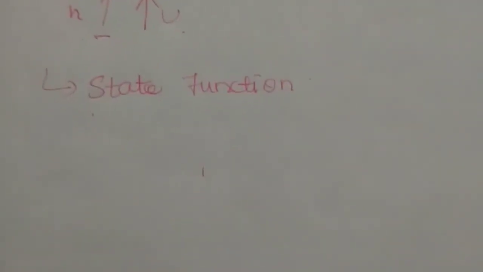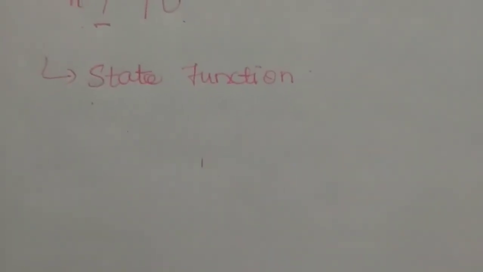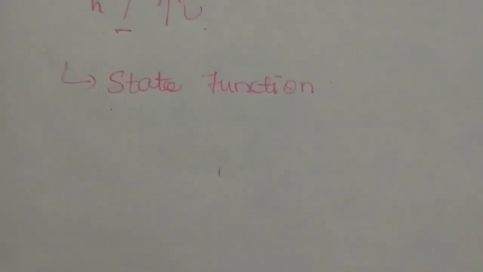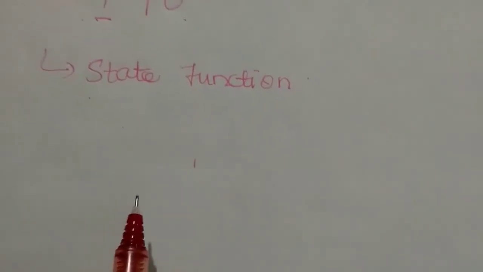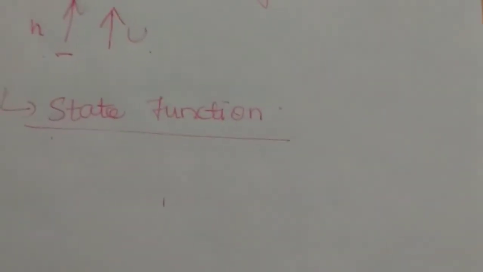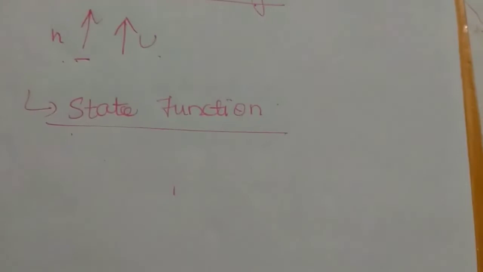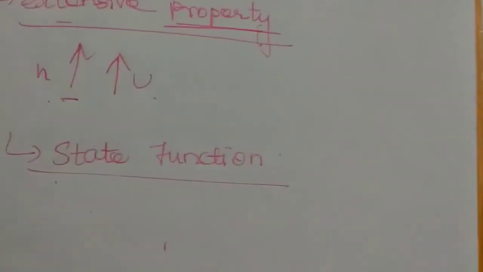So state function means what? It does not depend upon the path of the system. The variables used in the system, temperature, pressure, volume and number of moles, are not depending upon the path of that system. This is the second character.